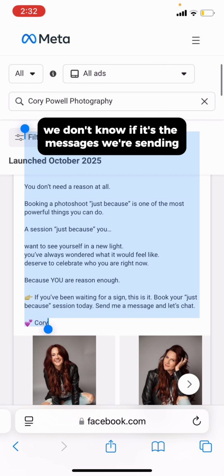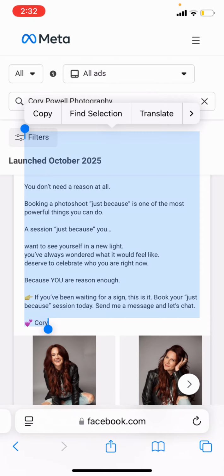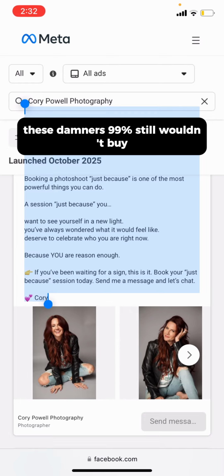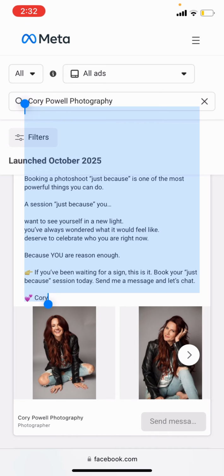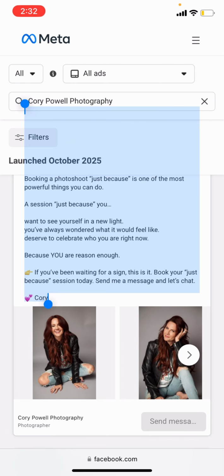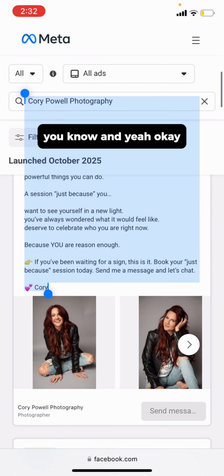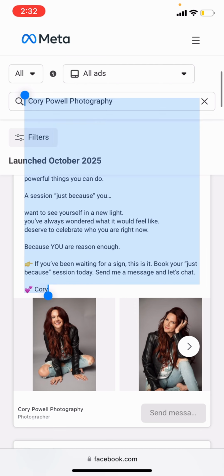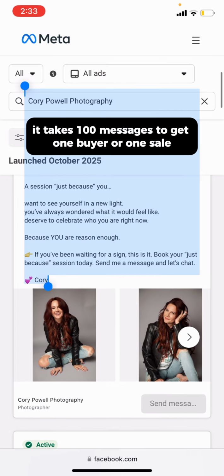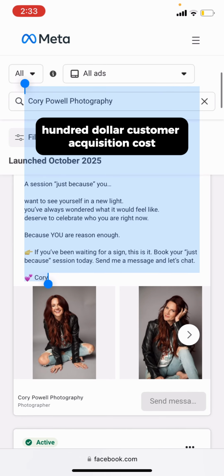We don't know if it's the messages we're sending, if we should have called them, if it's our offer. We've got no clue. But even if we had all those variables later in our funnel dialed in perfectly, these DMers, 99% still wouldn't buy because they're non-buyers. So we're filling up our inbox with non-buyers if we're doing engagement, the incorrect objective. And yeah, okay, we get cheaper messages, a $1 message, a $2 message, okay. But let's say it takes 100 messages to get one buyer, one sale. That's a $100 CAC, $100 cost per acquisition, $100 customer acquisition cost.